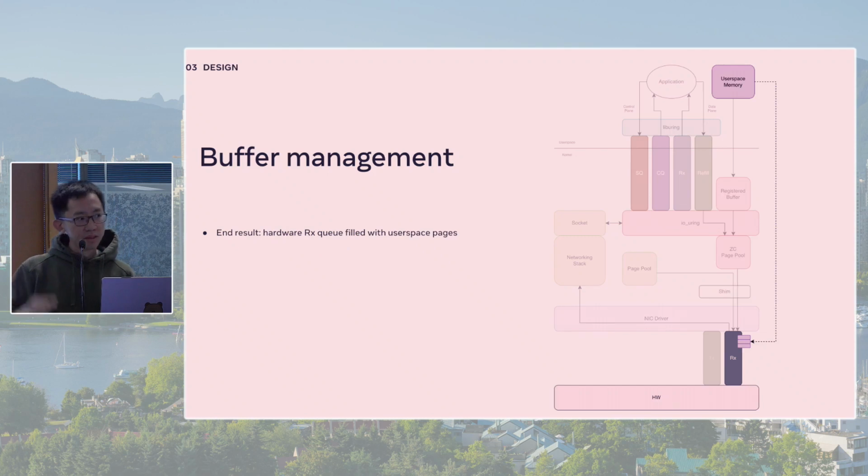So the end result of this setup stage is that you're going to have these Rx hardware queues that are filled with pages that come from user space as opposed to kernel space. And as Mina mentioned earlier, the hardware and the drivers don't really care what the pages are. They just look at the DMA address, and when packets come in, they just get DMA'd to wherever it's specified. So data will be DMA'd into its final, intended destination in user space memory.